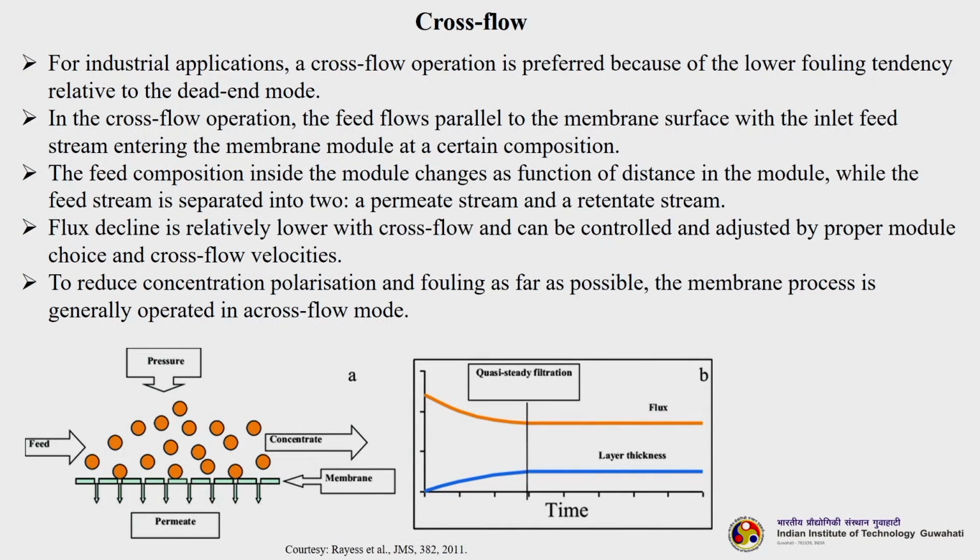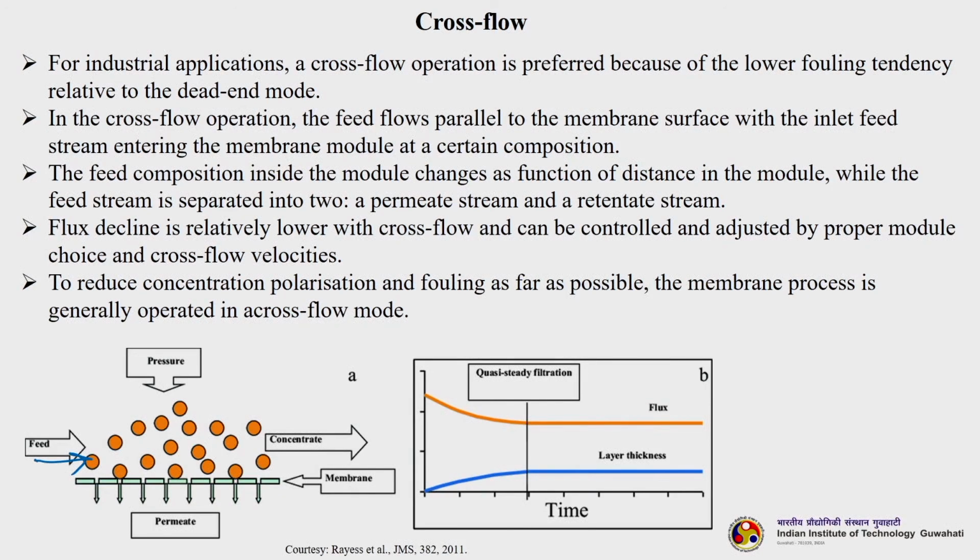So, the next is cross flow. For industrial applications, cross flow operation is preferred because of the lower fouling tendency relative to the dead end mode. Since the flow is happening along the surface of the membrane, you can see here how the feed is flowing, and this is the membrane. Solutes are getting deposited on the surface of the membrane. However, since the flow is continuous, the feed itself is not allowing the deposition of solid particles over the surface of the membrane. Solids deposition will happen, there will be concentration build up. However, the rate at which they are depositing on the surface of the membrane will be much slower in comparison to the dead end filtration systems.